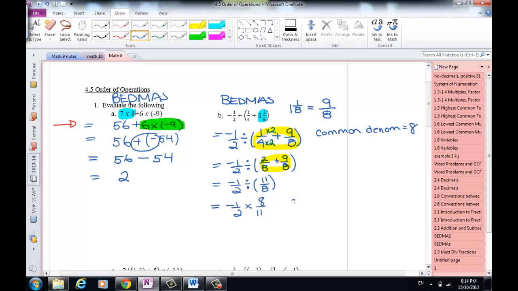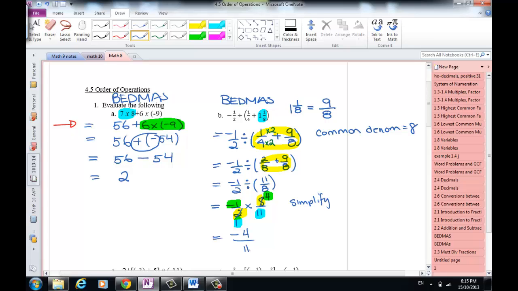Alright, now we want to simplify. Notice that I can simplify 2 and 8. This can be rewritten as 2 divided by 2 is 1, 8 divided by 2 is 4. And so on the top now I have a negative 1 multiplied by a positive 4, which is negative 4. On the bottom I have 1 multiplied by 11, which is just 11.